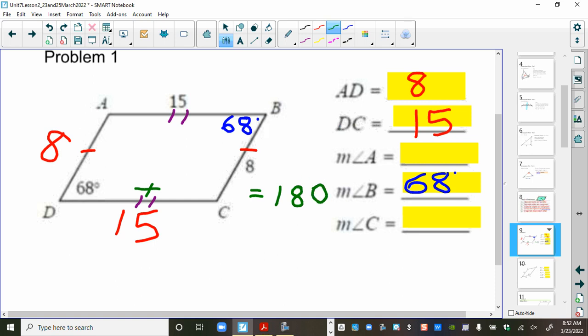Or similarly, same number plus whatever, plus 68 gives us 180. So what do we have to do to the 180 and the 68 to get that missing number? What operation? Subtract. Yeah, what two numbers are you subtracting? That's all you do. So it's 180 minus 68. That's how you're going to get that other number.